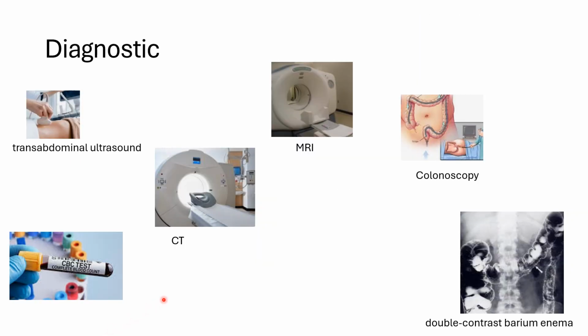For diagnosis, there are different ways we can diagnose these patients. The most common one is transabdominal ultrasound. This is something that we can do very fast to figure out if the patient has a toxic megacolon. The most accurate one is CT scan and MRI. It shows us the perforation as well.